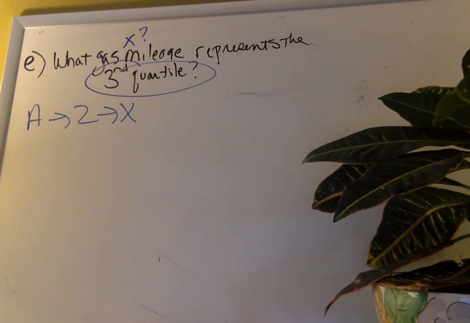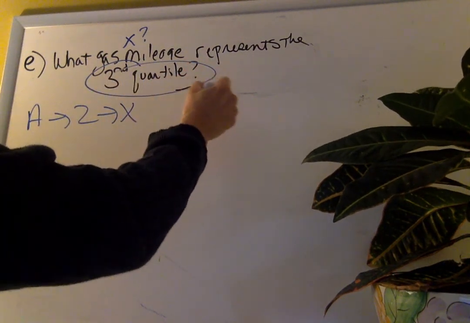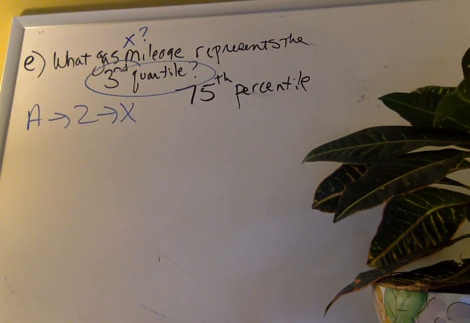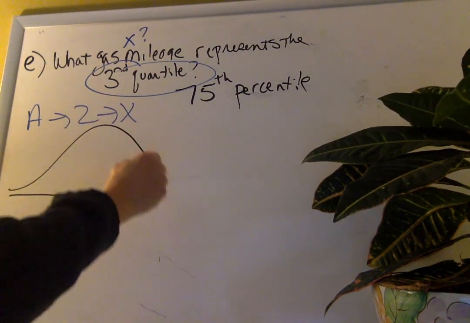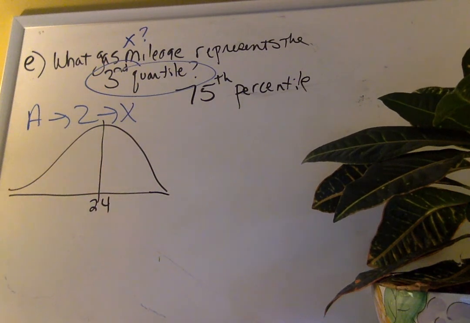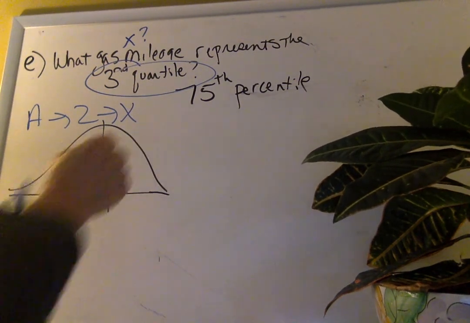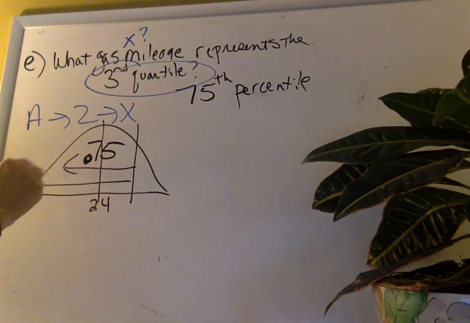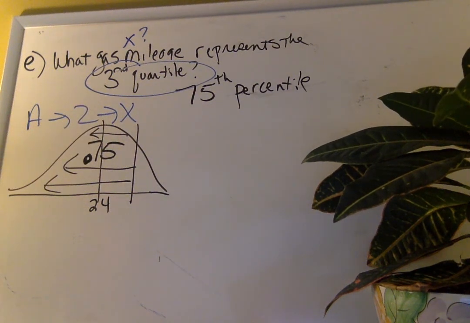But let's first remind you of a synonym for that. I could have said, what gas mileage represents the 75th percentile. Remember those synonyms? All right, 75th percentile, which means 75% is below the line. All right, hold on. I need to draw this, right? Where does the line go? The line has to go up here to have 75% below, less than the line. That's the definition of the 3rd quartile. That's the definition of the 75th percentile.